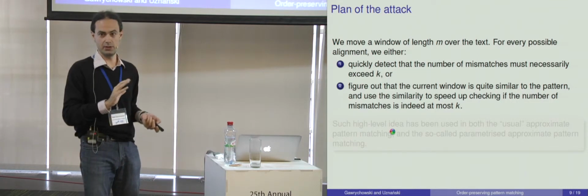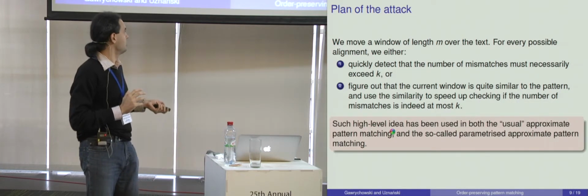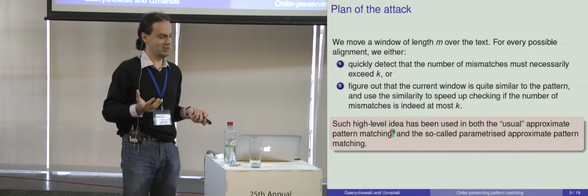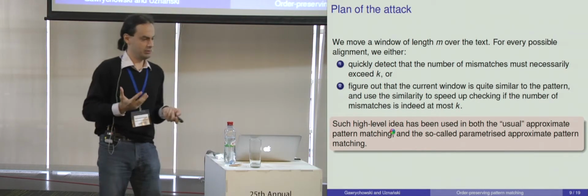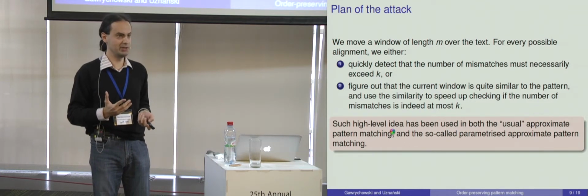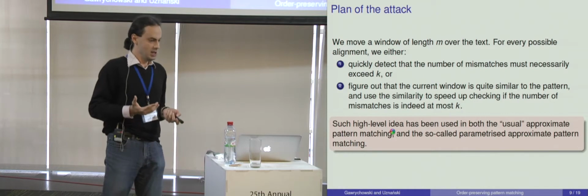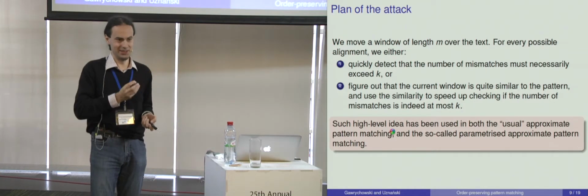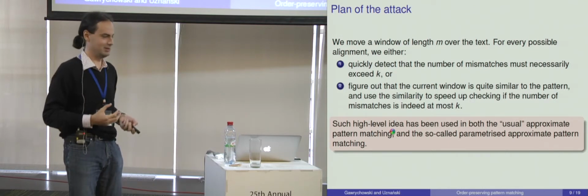Okay, does that make some sense? So this was used in the usual approximate pattern matching. I'm not sure what the first paper was, maybe Cole and Hariharan, where they did something similar, and it was also used by Moshe, I guess, in parameterized approximate pattern matching, and maybe also somewhere else. So the plan of attack is kind of standard by now, but how you implement those two things differs, right? Because the problems are different.